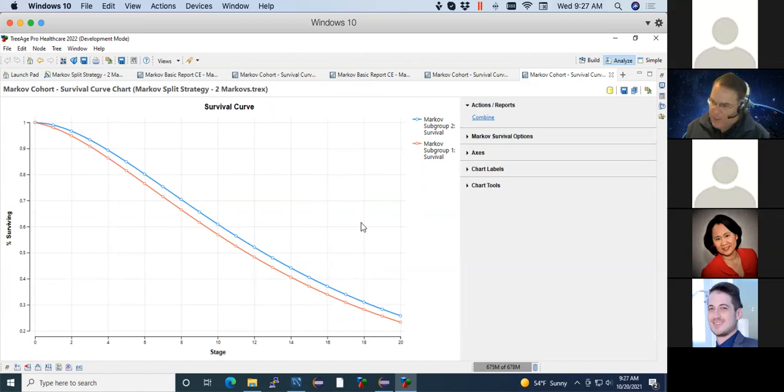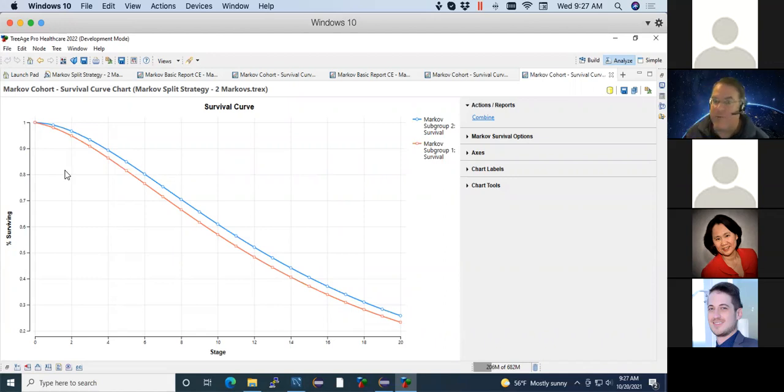This would probably be most useful if those two Markovs represented two treatments. You say, okay, I got my survival for one, I got my survival for the other, but I want to be able to demonstrate the impact of the treatment on survival over time. And this is giving you that ability to say, yes, I know they're separate reports, but I still want them together because that's the way I can best communicate the results from my model to my audience. And so that's what we've enabled and made possible.